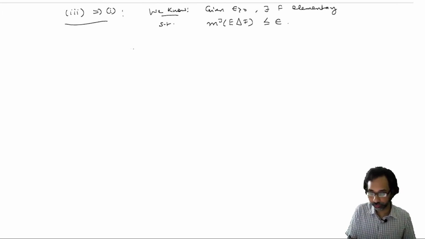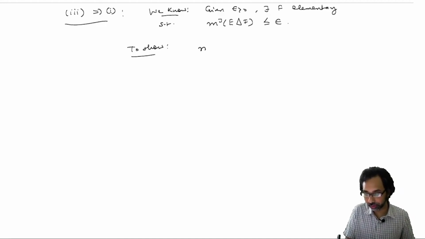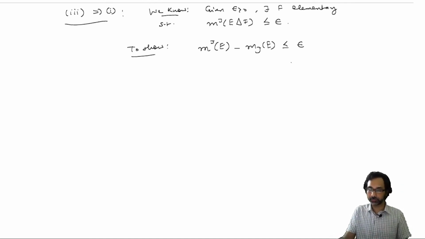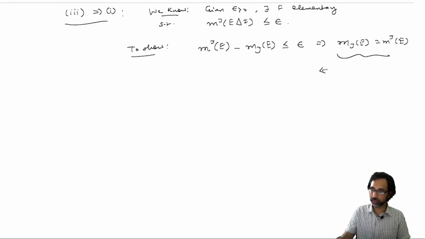Now we need to show that the difference between the outer Jordan measure and the inner Jordan measure is less than or equal to epsilon. So since epsilon is arbitrary, this would imply that these two things are equal, and this is the same as saying that E is Jordan measurable.